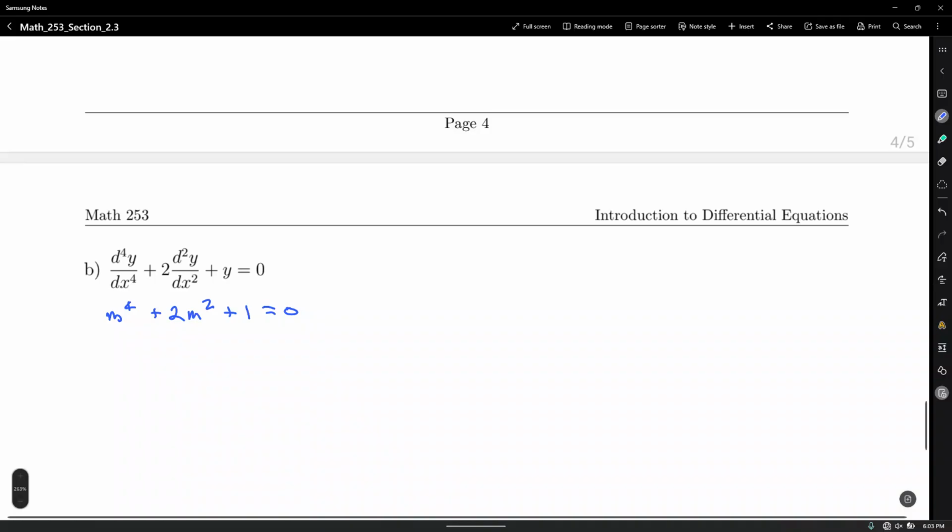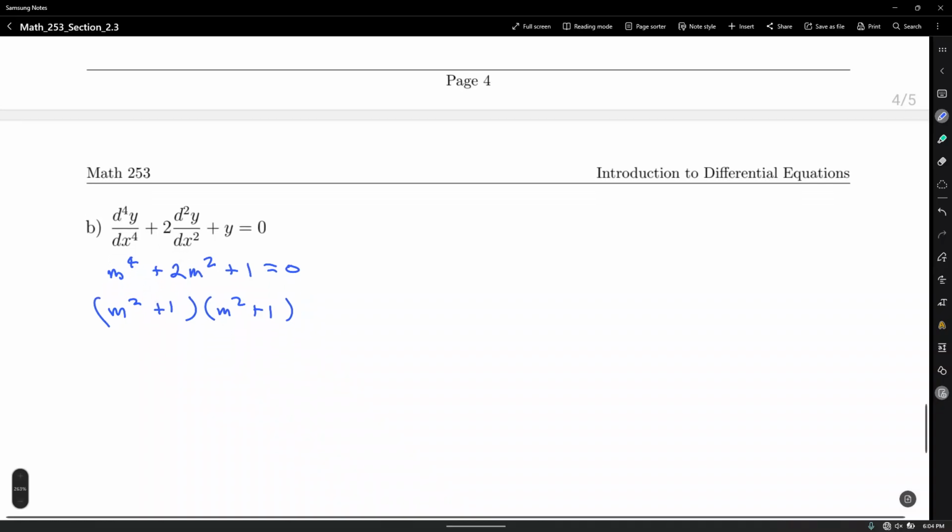Any ideas how to solve this polynomial equation? We can factor this one out, right? Actually, we can see this is a perfect square trinomial, right? We can see that actually m squared plus 1 and m squared plus 1, right? So what do we have?